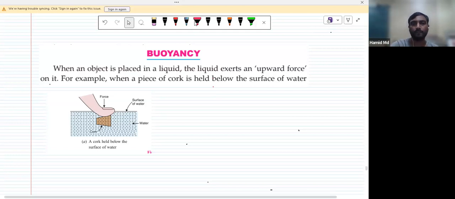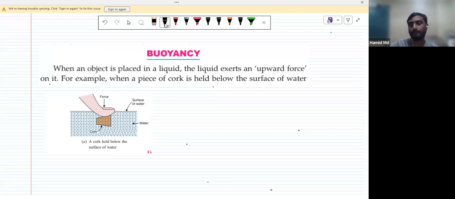Buoyancy is when an object floats on top of a liquid due to an upward force. Like when an object floats on the water, and the water gives an upward force, then it is called buoyancy. Right. This is termed as buoyancy.